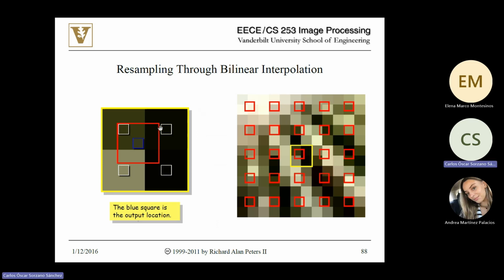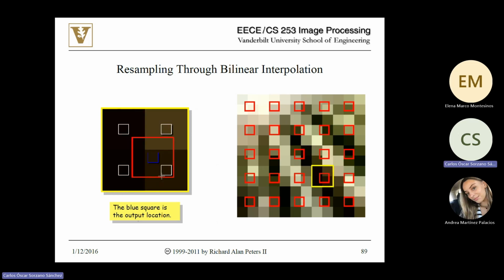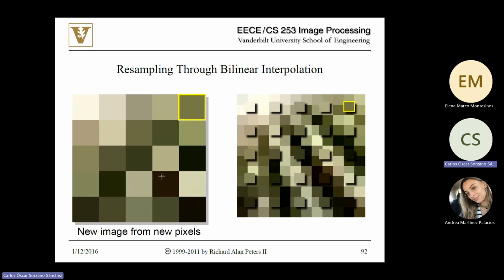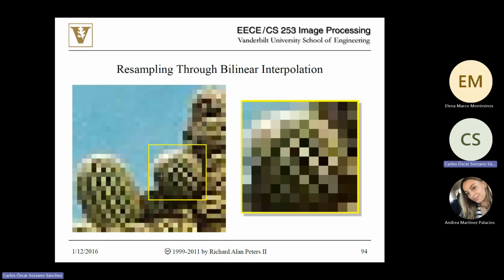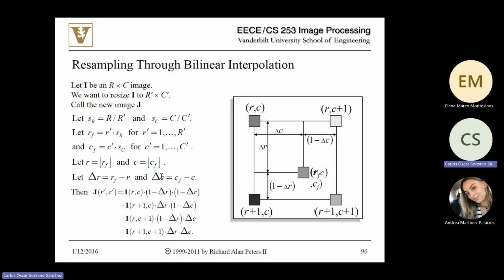But the values that we have are these ones, the white ones. So we have to keep those and fit the plane, and the same there and so on. We want to evaluate it here. In the slide it is called R fractional, C fractional, and we have the values at these integer locations.